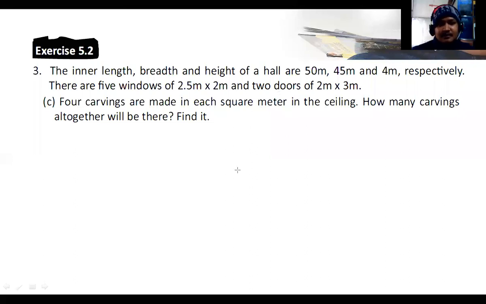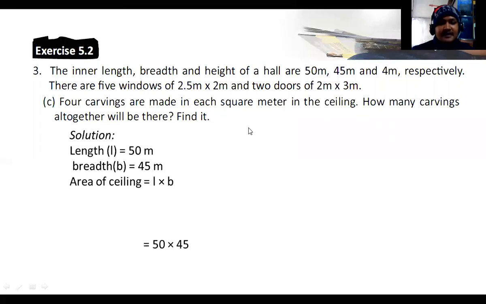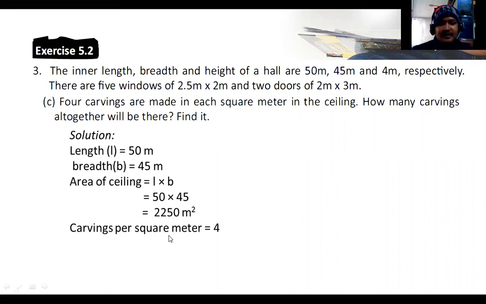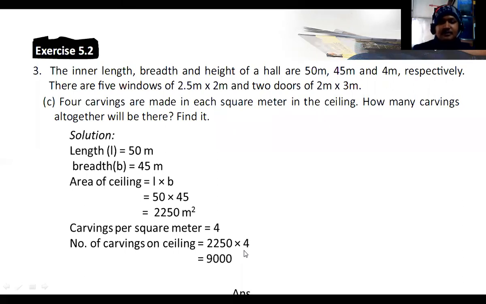So for its solution, at first write the length and breadth only, because for the ceiling we need length and breadth only. Area of ceiling is L into B, 50 into 45. Multiply it. What is its area? 2250 meter square. Now carvings per square meter is 4. So the number of carvings on the ceiling is equal to 2250 into 4. It is equal to 9000, sir. 9000 carvings. So we can make 9000 carvings on the ceiling.